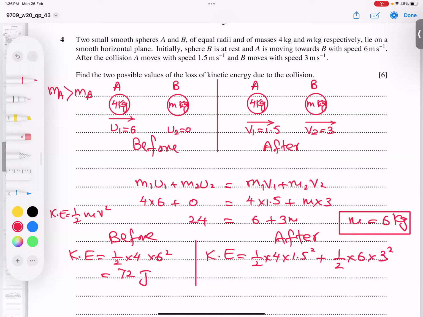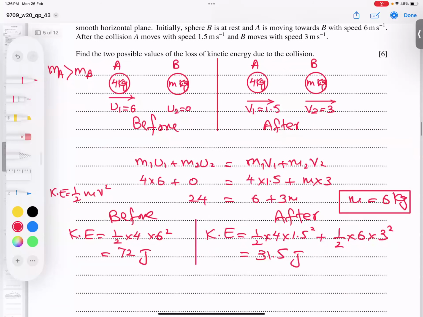I think the idea is clear. So this is 2 times 1.5 squared, plus 3 times 3 to the power 2. It is giving us 31.5 joules. And what is the loss?